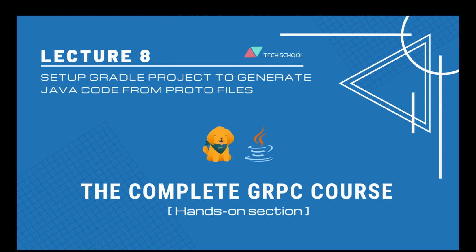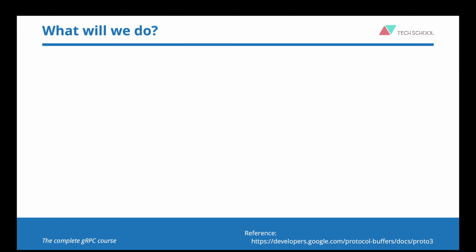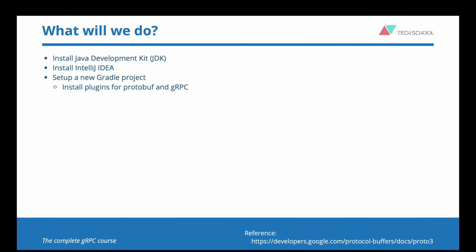In the last lecture, we have finished writing our protocol buffer messages and generate Go code from them. Now we're gonna do the same for Java. First, we will install Java Development Kit, install IntelliJ IDEA, then we will create a new Gradle project, set up some plugins and configure them to automatically generate Java code. We will also learn how to use options to customize the generated codes.